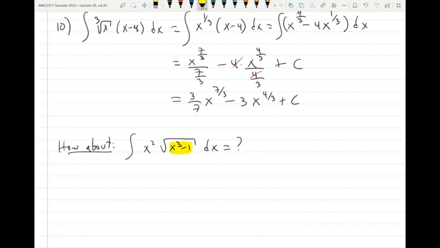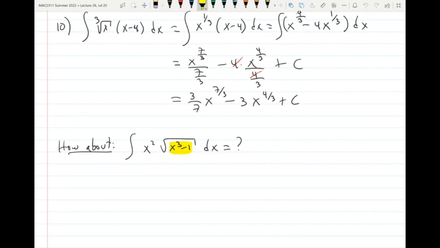Again, you get this from experience. And how do you get experience? Practice. Practice. But the question that you ask yourself is, what do I see here whose derivative is also there, or some of it? If you're off by a constant, it's okay.